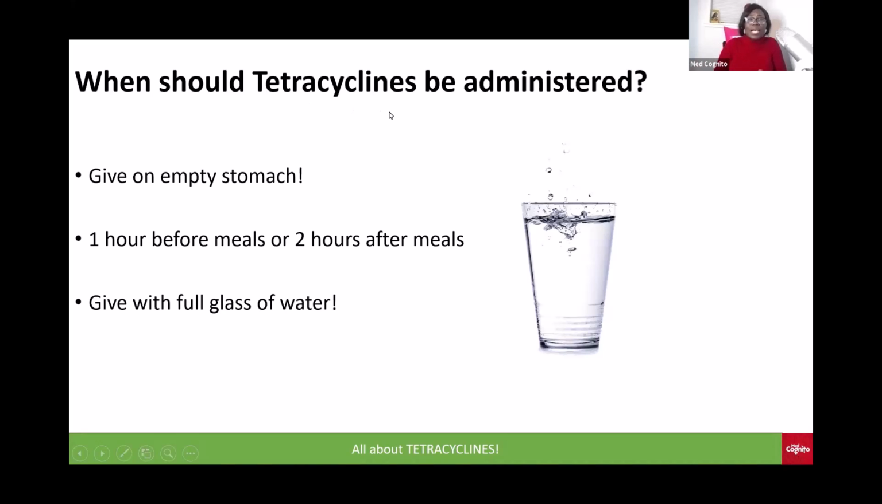So when should tetracyclines be administered? You have a client who has been given tetracycline. When should you administer tetracycline? Tetracycline is given on an empty stomach. It's given on an empty stomach, 1 hour before meals or 2 hours after meals. And remember that we're giving it with a full glass of water.